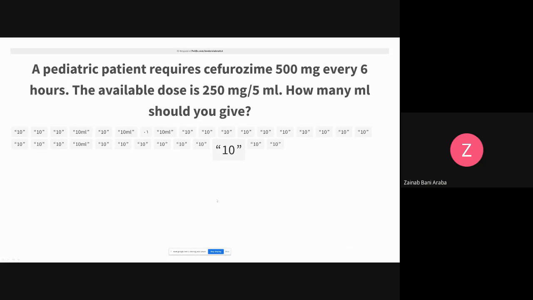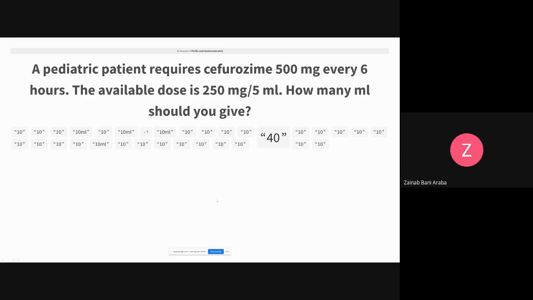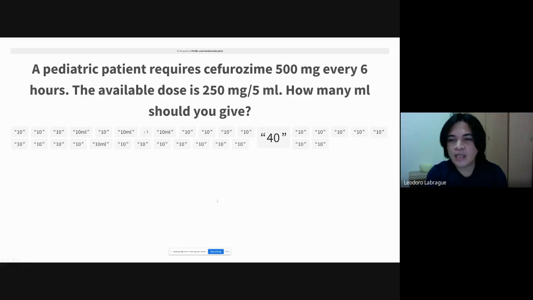It's 10. How did you get 10? The prescribed dose is 500. We divide it by 250 and multiply it by 5. So the answer is 10. Okay, very good. Most of the answers are correct. However, I can see 40. I do not know how you came up with 40. Thank you, Zainab. But the answer of Zainab is correct.